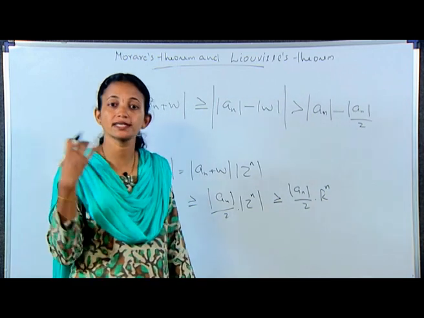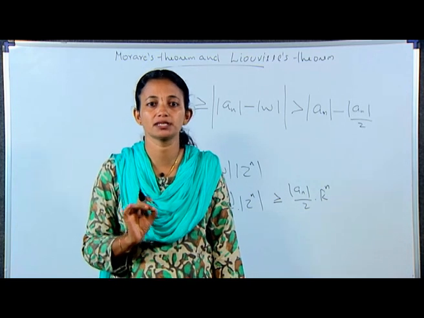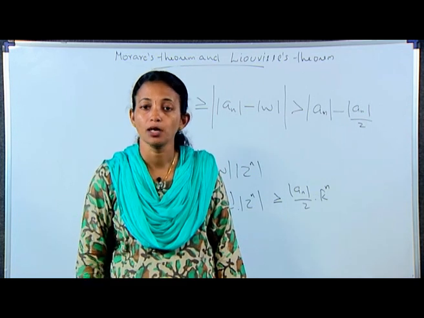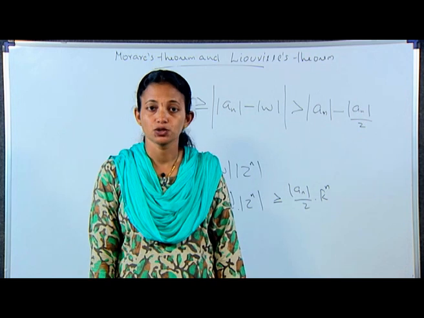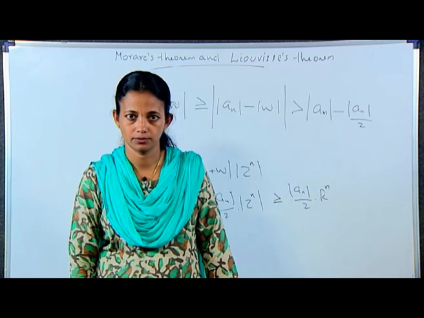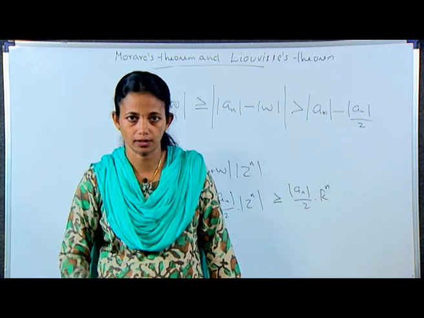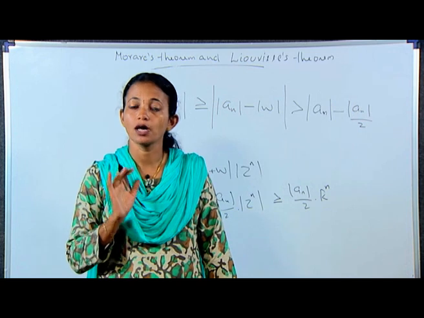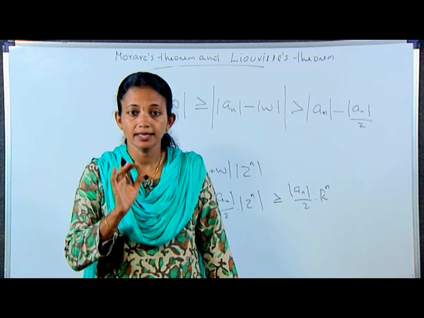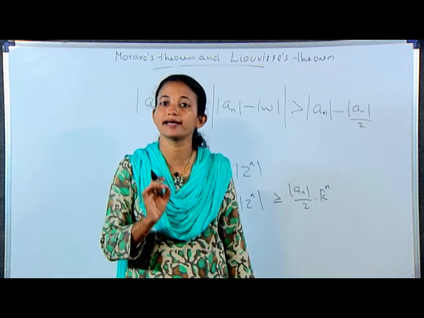Whenever mod z is greater than or equal to R, then mod f z is equal to 1 by mod p z, which is less than 2 by mod A_n into R raised to n. So, f is bounded in the region exterior to the disk mod z less than or equal to R, but f is continuous in the closed and bounded disk mod z less than or equal to R, and hence f is bounded on the closed disk also. Combining these, f is bounded in the complex plane, that is, our f is a bounded entire function.